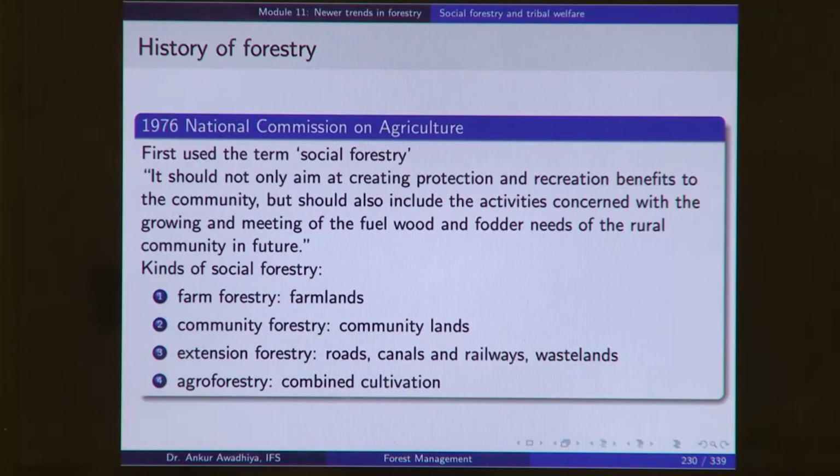Then came the 1976 National Commission on Agriculture, which further elaborated on this concept, and it was the first to actually use the term social forestry, but it also expanded its definition. It said that there will be farm forestry, community forestry, extension forestry, and agroforestry.